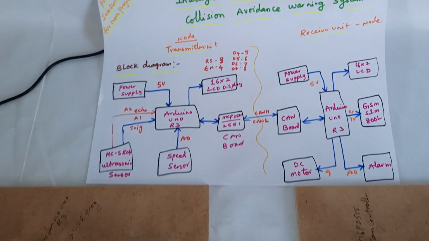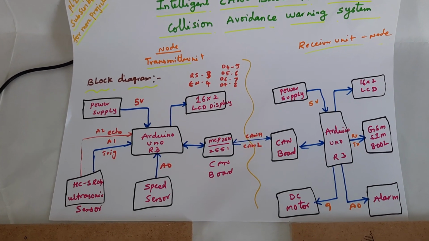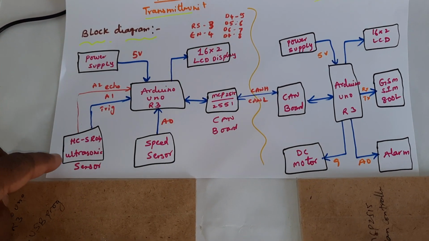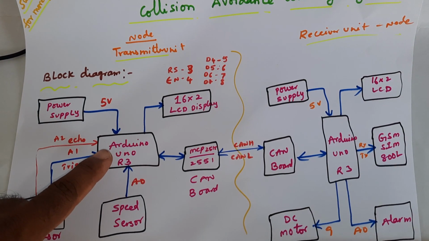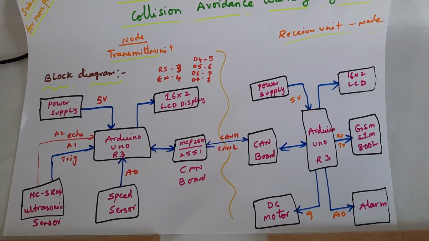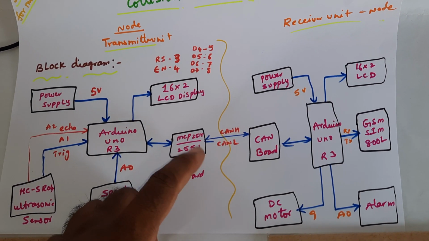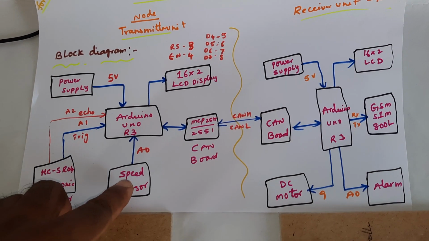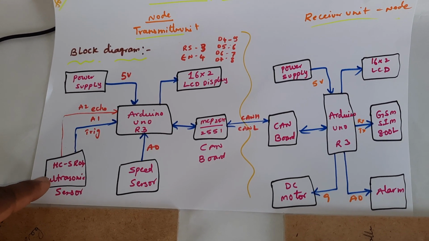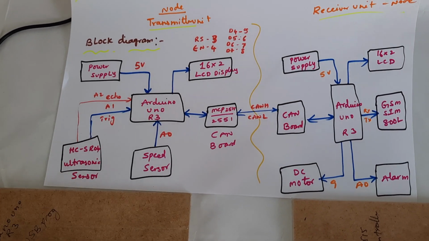The project title is Intelligent CAN-based Automotive Collision Avoidance Warning System. Here we are using an Arduino Uno R3 board on both sides, and for the CAN controller board we are using the MCP2515 and MCP2551 CAN boards, along with one speed sensor and an ultrasonic distance measurement sensor to measure the distance of the front vehicle.